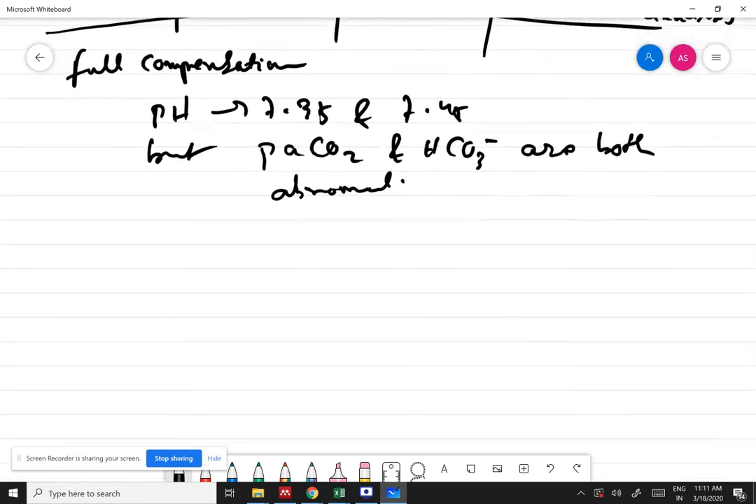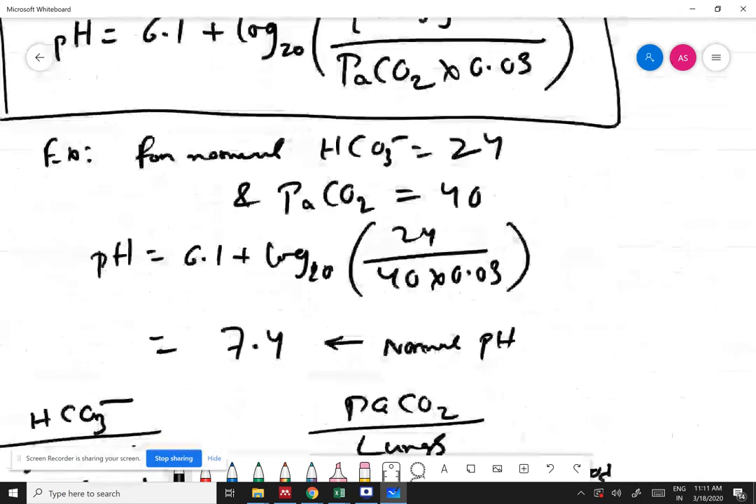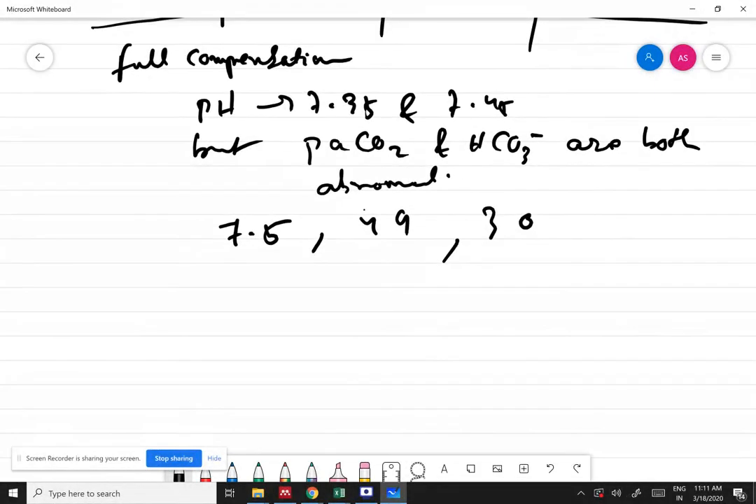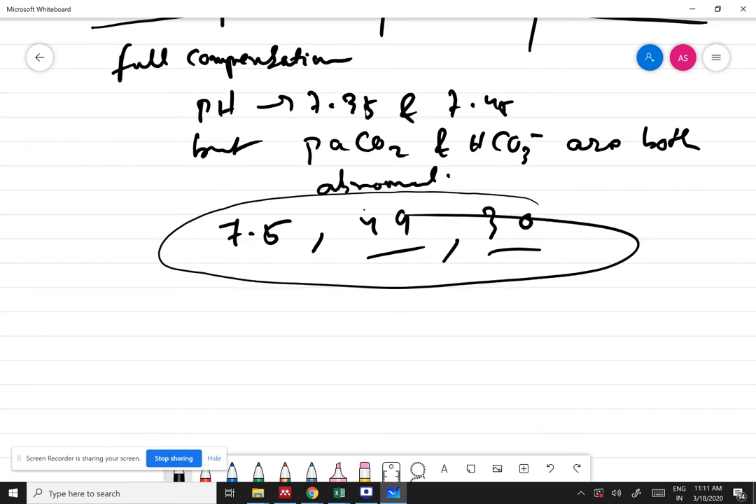Okay, so an example can be, say, PaCO2 49 and HCO3 minus of 30. Okay, so if you put this in this formula here, you put HCO3 minus and PaCO2 in, 49 and 30, and you will find the pH comes out to be normal. So this is a normal pH, but both the PaCO2 and HCO3 minus are abnormal. Okay? In this case, the patient may come in with a respiratory problem.